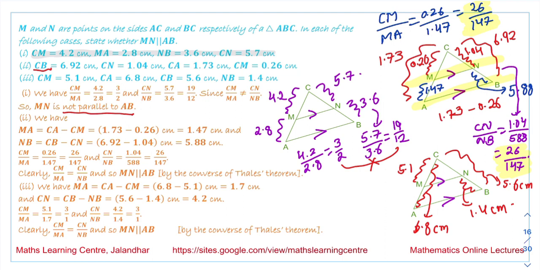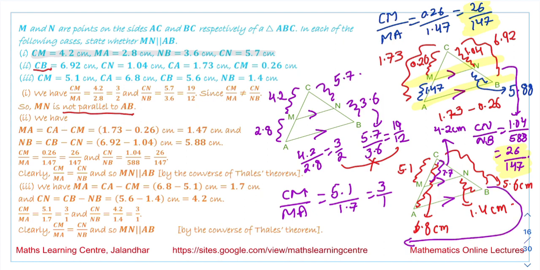So if we calculate the value of this MA, we get 6.8 minus 5.1, that is 1.7, and the value of this CN we have is 4.2 centimeters. Now if we calculate the ratio CM over MA, it is 5.1 over 1.7, that is 3:1. If we calculate the ratio corresponding to this side, it is CN over NB, that is 4.2 over 1.4, that is equal to 3:1. So what we get is that both these lines MN and AB are parallel to each other.